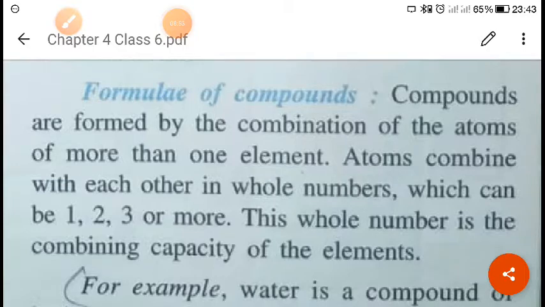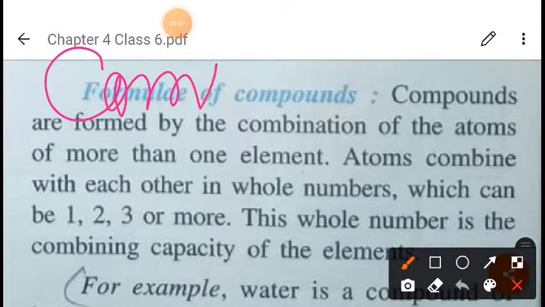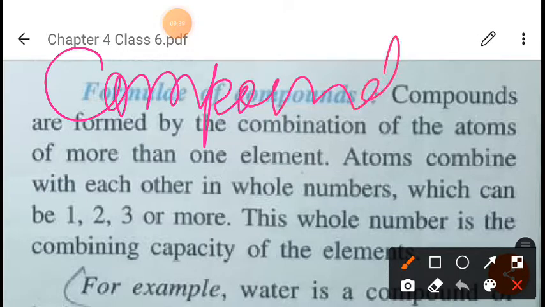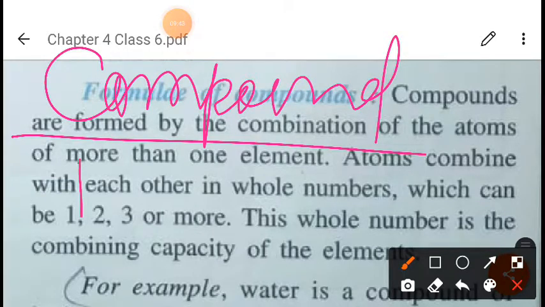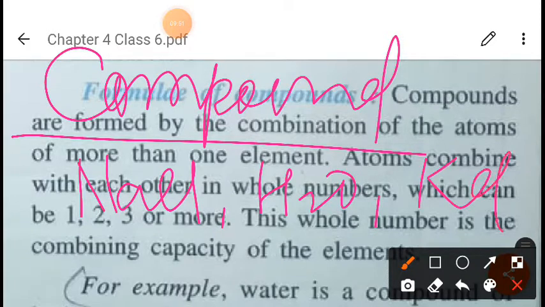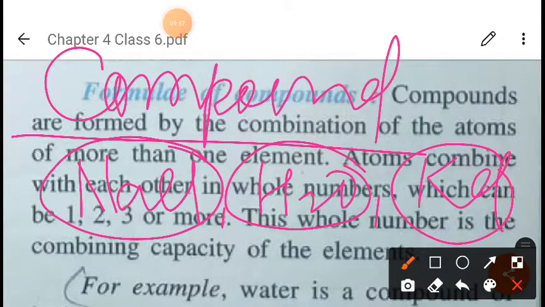Suppose this is a compound. In any compound, for example NaCl, H2O, or KCl, you will see that the atoms which have combined here are in a simple whole number ratio.